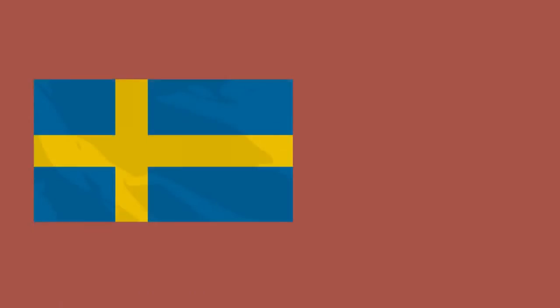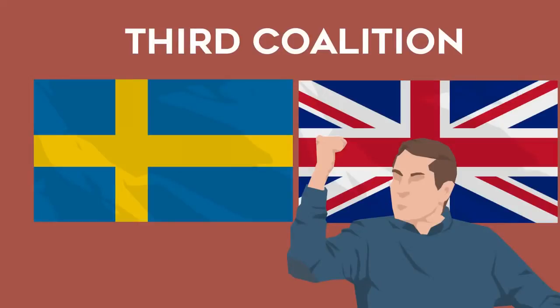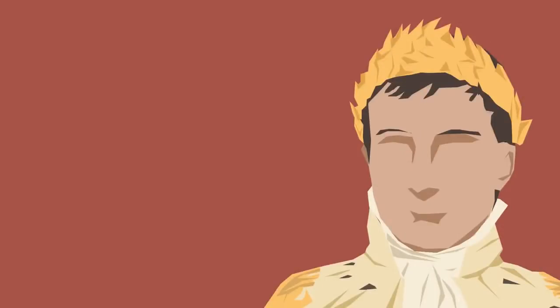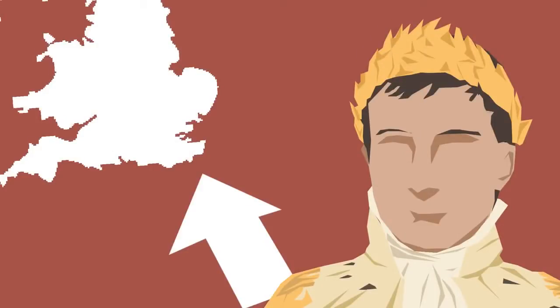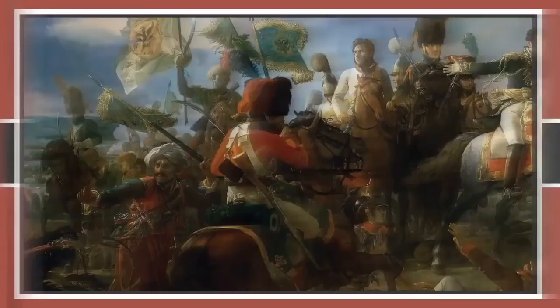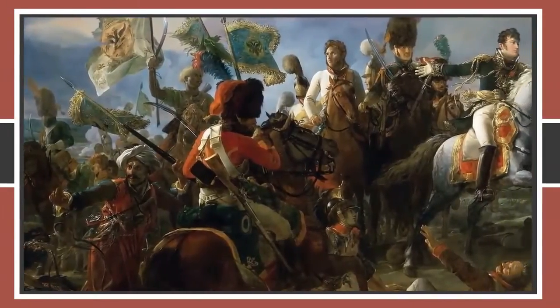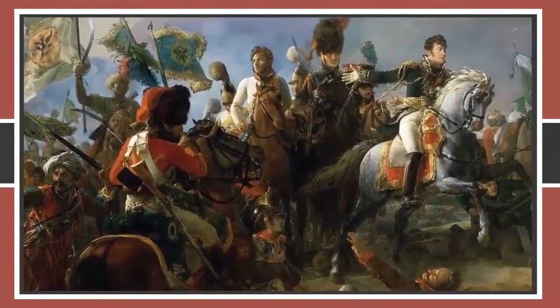Soon after, Sweden broke off ties with France and sided with its enemy, Britain, forming the Third Coalition. Napoleon planned to invade Britain to end their rivalry once and for all, but Britannia rules the waves and France's navies were crushed by the British. On land though, Napoleon was unstoppable, occupying Vienna and crushing the Austrian and Russian armies, forcing their surrender.